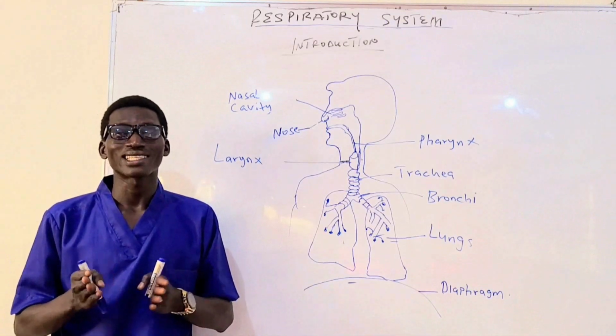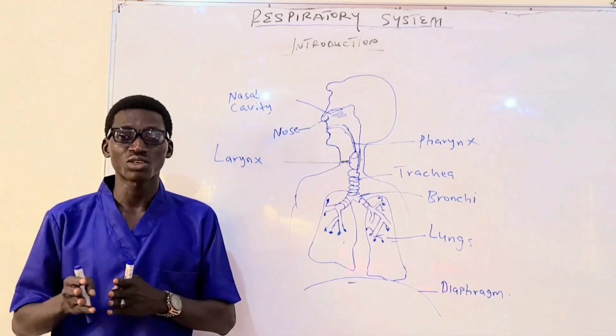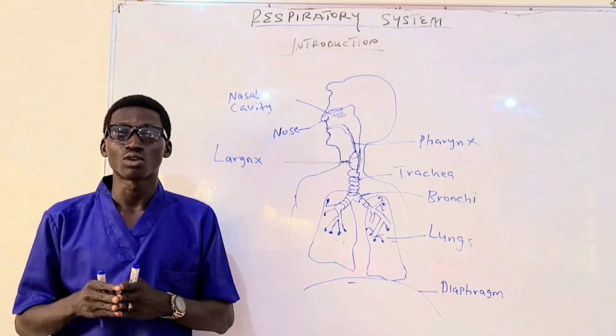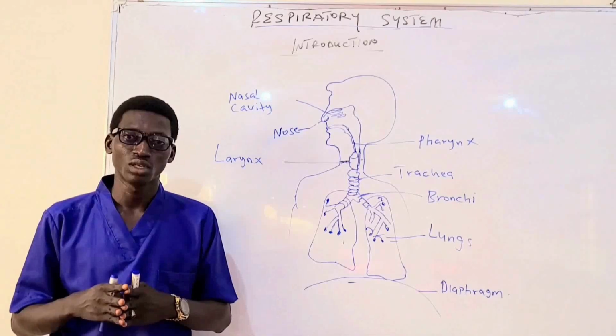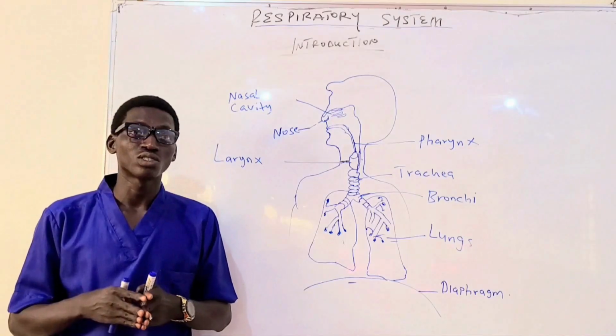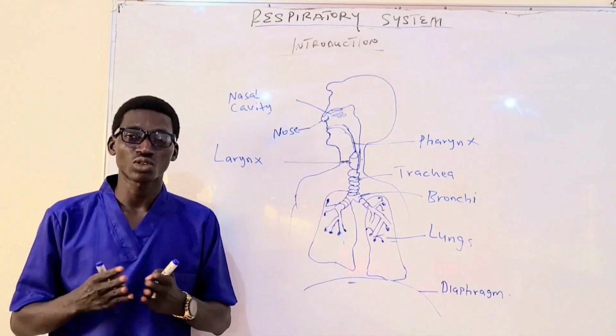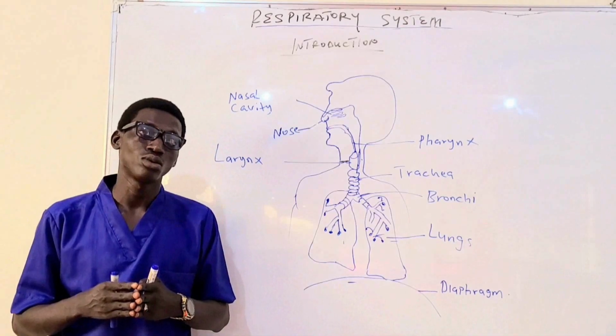If you are to classify based on functional classification, it comes in two ways, which include the respiratory zone and the conductive zone. Then if you are to classify based on structural classification, it includes the upper respiratory tract and the lower respiratory tract.